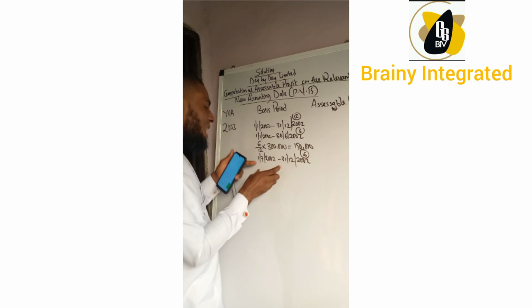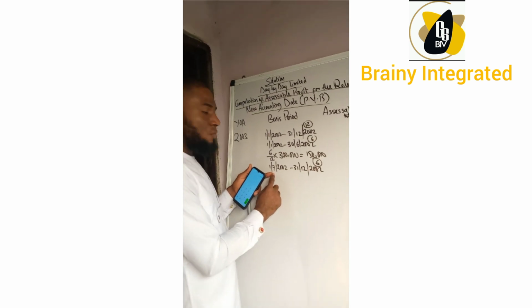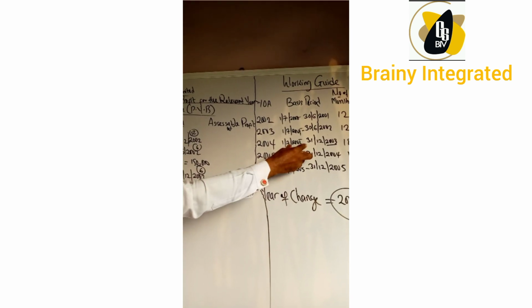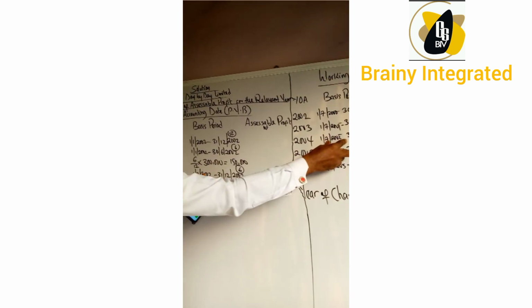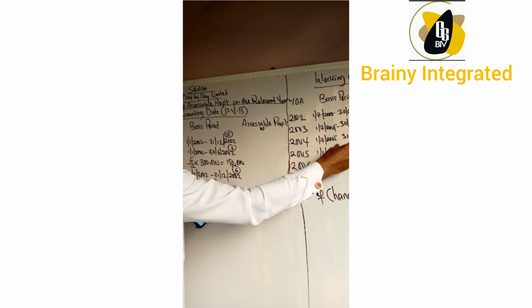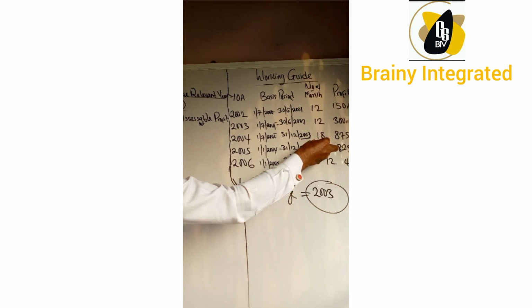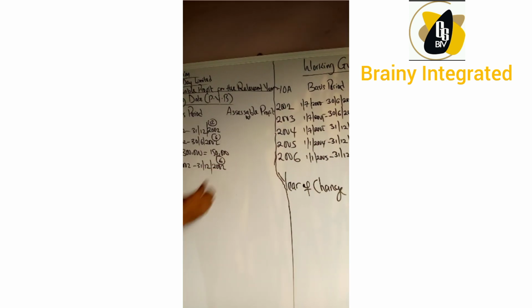So we are going to say, where can we find 1/7? Where can we find this basis period on the working guide? 1/7/2002 can be found here, to 31st December 2002, everything can be found here. However, how many months do we have here? We have 18 months. How many months are we looking for? 6 months.